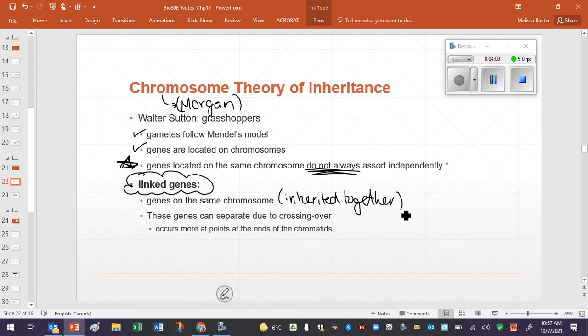Now, the thing we're actually going to focus on is how these linked genes could potentially separate. Because, remember I said, they don't always assort independently, but sometimes it kind of looks like they do. The way these linked genes can separate is because of crossing over. So remember back in the first unit when we had a pair of homologous chromosomes, each of them had a sister chromatid attached by a centromere. And in prophase 1 of meiosis, the ends of two chromatids could cross over each other when synapsis occurred and a tetrad formed.